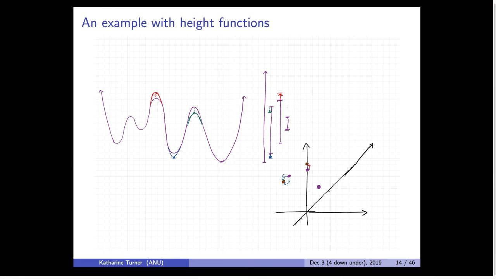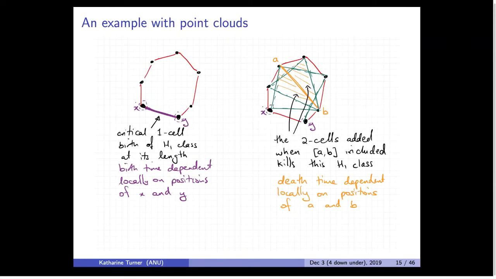So sort of locally, these values of the coordinates for these births and deaths are kind of acting independently. Okay, globally this is not true, but locally they're having this kind of effect. And you get the same kind of effect happening with point clouds if I'm doing a Rips filtration or something like that. I've got some cycle. It's going to occur at the distance between a particular pair of points.